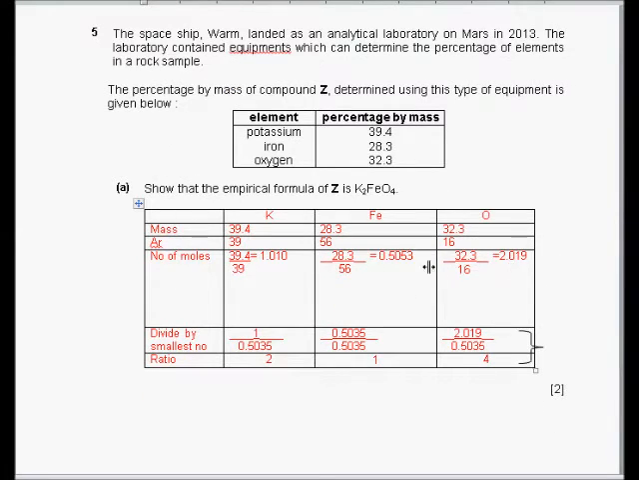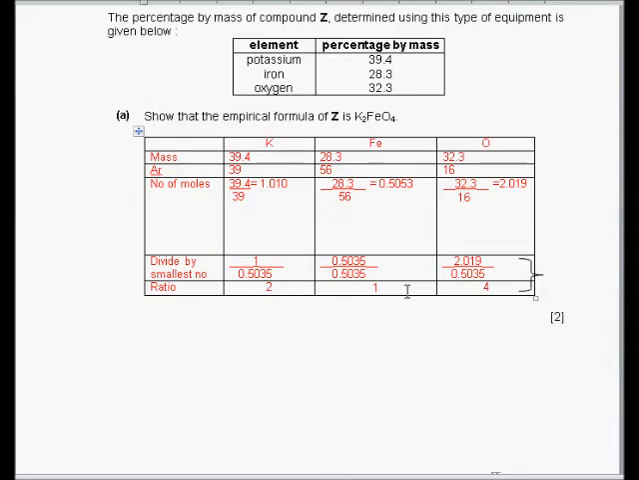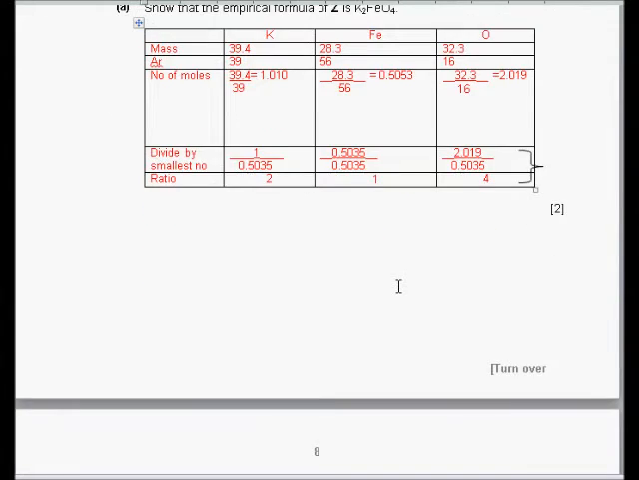And again, this number here, the number of moles, you should not round it off. And then over here, divide by the smallest number. Okay, what is the smallest number here? 0.5053. A lot of you missed this step. So all these 3 numbers of moles must be divided by the smallest number of moles, which is 0.5053. Yeah, and then you get the ratio.